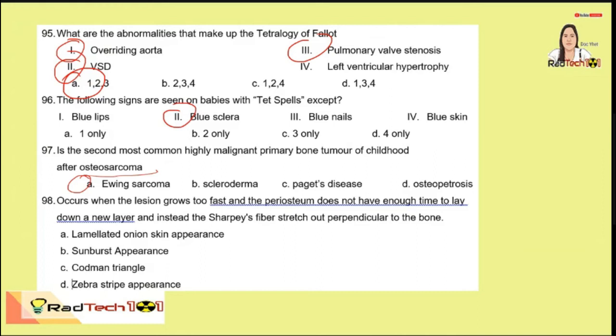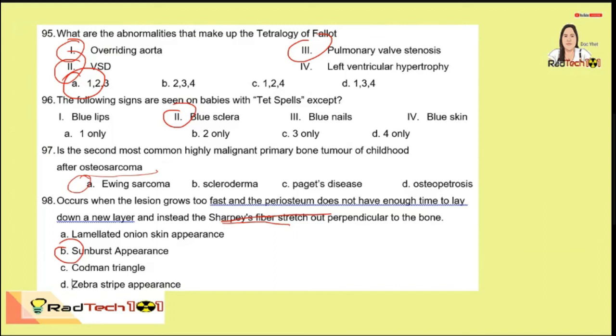Number 98, occurs when the lesion grows too fast and the periosteum does not have enough time to lay down a new layer and instead the fibers stretch out perpendicular to the bone. So it refers to the sunburst appearance. Tandaan nyo lang yung keyword dito. Ito siya. So, pag sinabi namang lamellated onion skin appearance, para siyang onion skin na multi-layered. So, it demonstrates multiple concentric parallel layers. So, that is lamellated onion skin appearance.